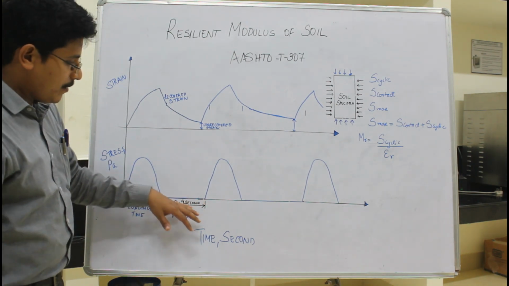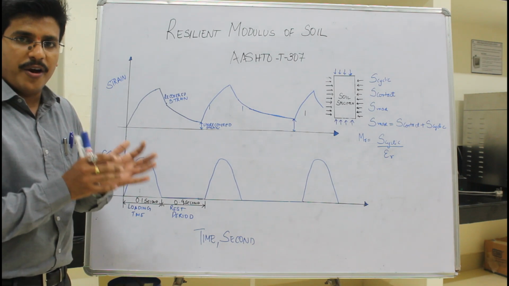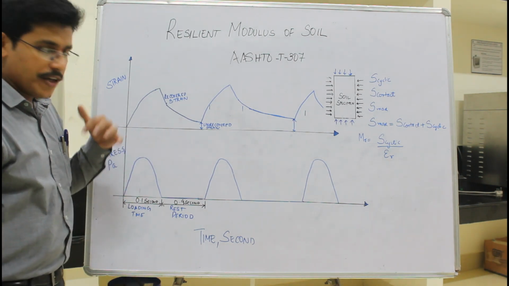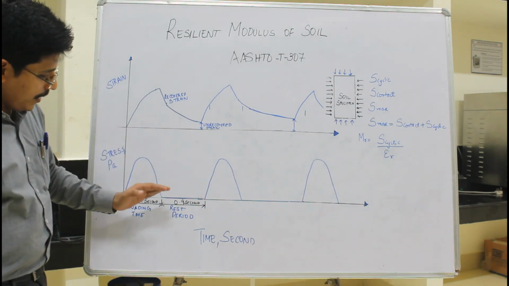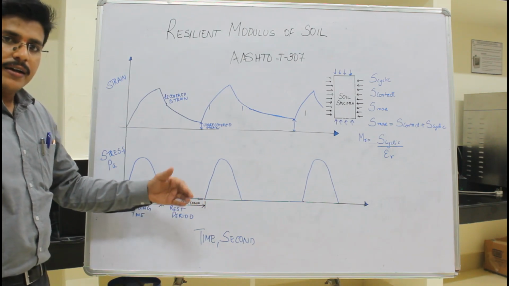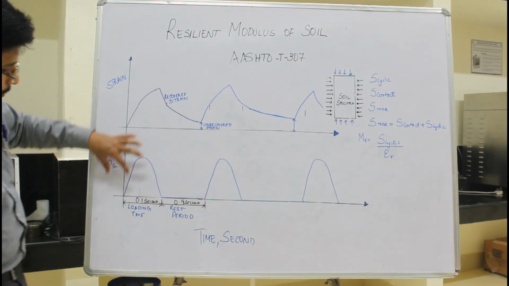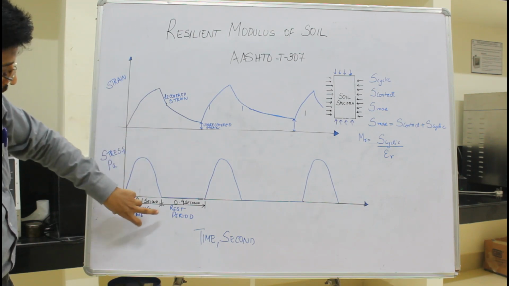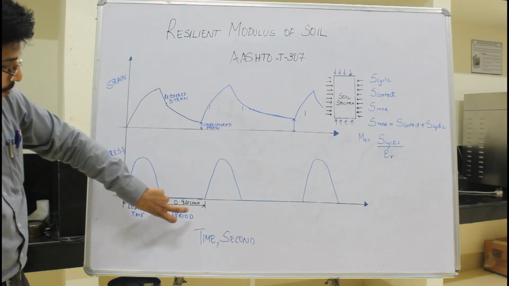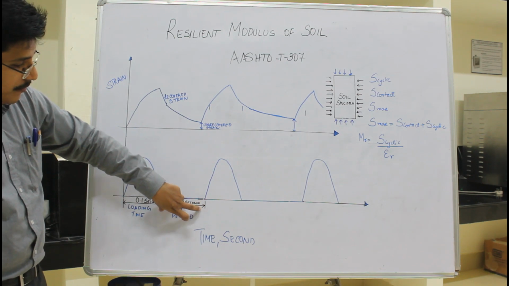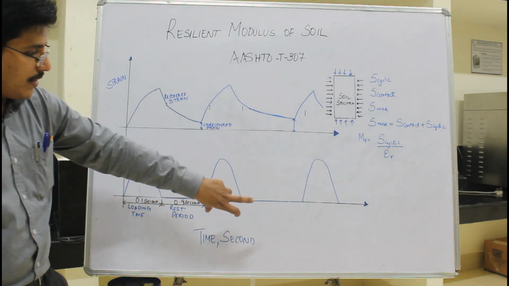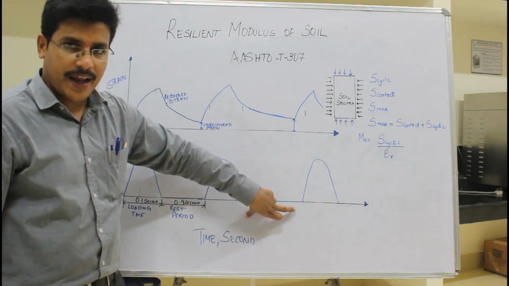This indicates that on the road or in the pavements the vehicles won't come continuously. A vehicle applies a load, there is a small rest period, and the next vehicle comes. To simulate that particular condition, we apply a load for 0.1 second and allow a rest period of 0.9 second. Again we apply a load of 0.1 second, then allow a resting period of 0.9 second.